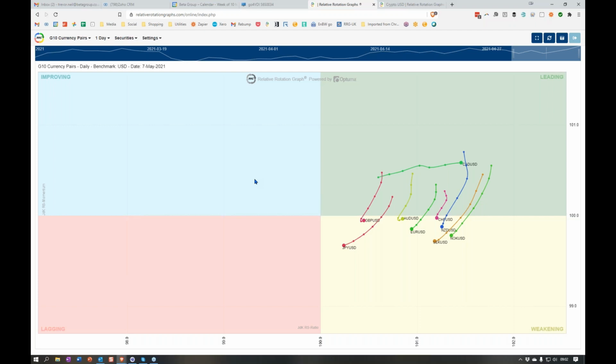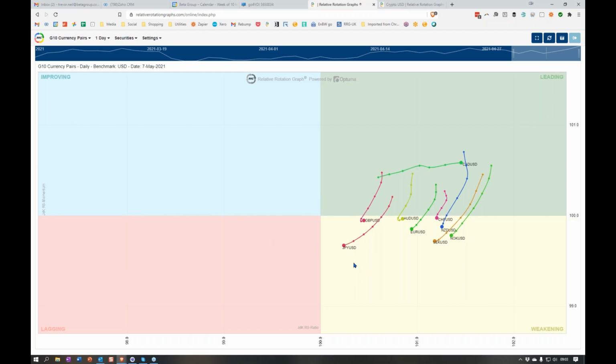Now, I want to start off by showing you this relative rotation graph. Regulars will be familiar with it, but just very briefly, in the middle here, we've got the dollar, and then we've got the G10 currencies against the dollar. Everything that's right of the vertical axis here is outperforming the dollar. Everything that's above the horizontal 100 point here, which is only the Canadian dollar, is with positive momentum. The samples here are daily, so this is going back over a week here. So what we can say in the analysis here is all G10 currencies are outperforming the dollar. The dollar is very weak, and we can say it's the dollar that's weak.